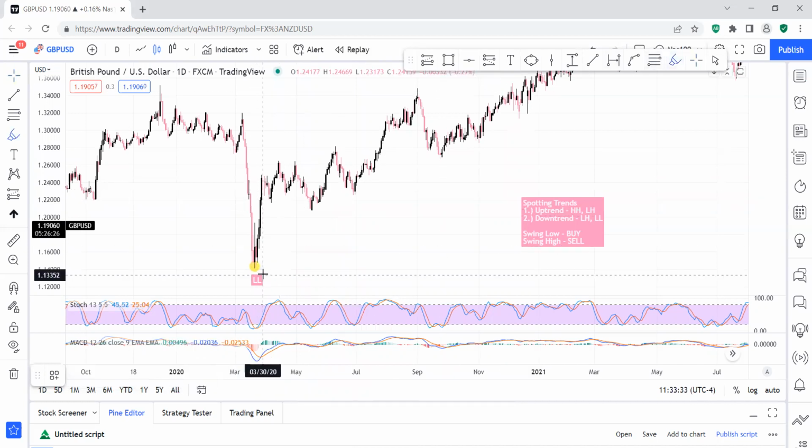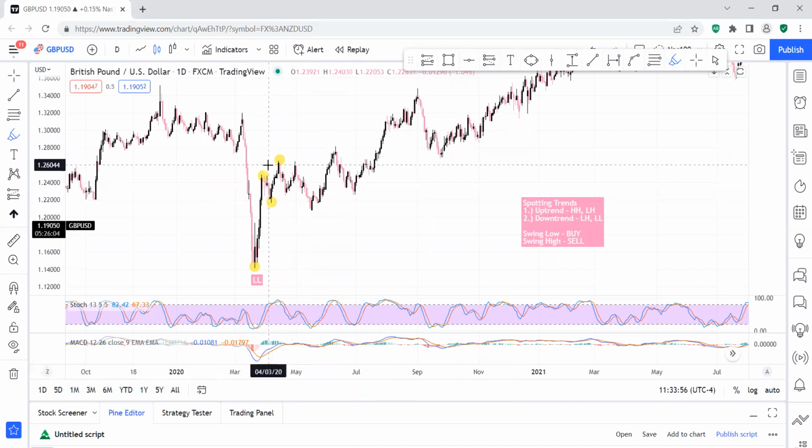So this will be the lowest low. And from this point, this will be your higher high. And then from there, you'll have your lower high, because this is a lower point in the market, but it's going in an uptrend. And then again, we have a higher high, lower high.